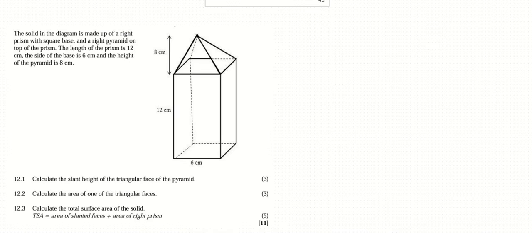Let's look at this question. The solid in the diagram is made up of a right prism with a square base and a right pyramid on the top of the prism.